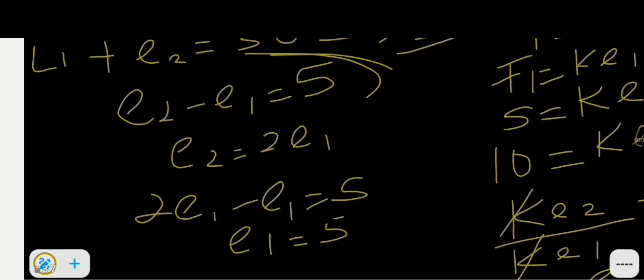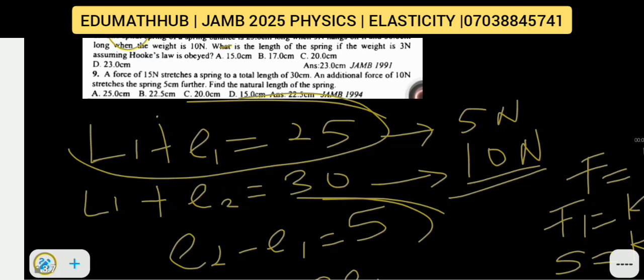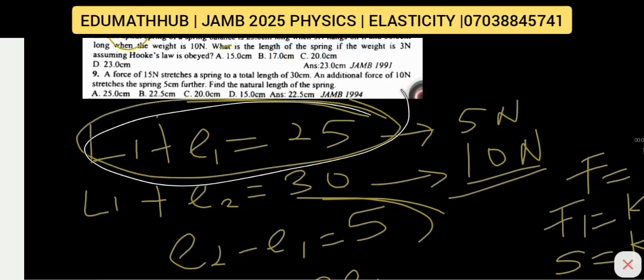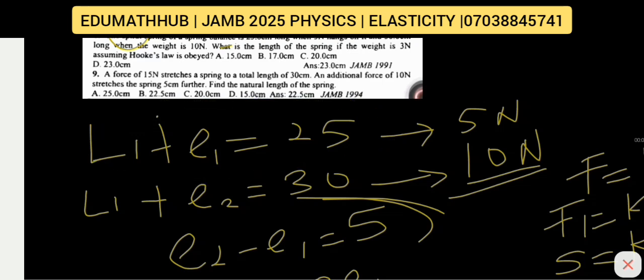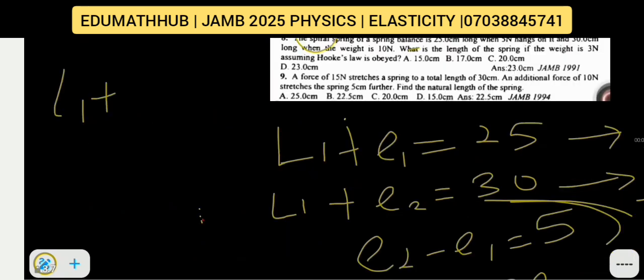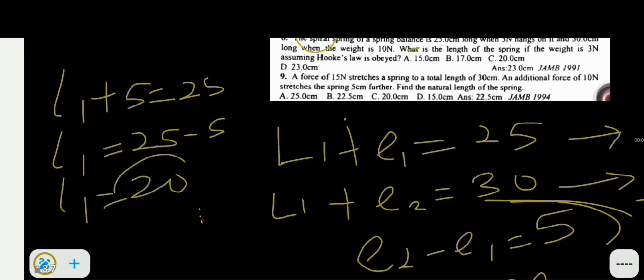So if the first extension is 5 cm, you can easily get the original length by substituting it into the original equation, which is this equation here. Substitute into this part. So E1 is 5. If E1 is 5, then what will be L1? So let's put 5 here. So you're going to get L1 plus 5 is equals to 25. So L1 is equals to 25 minus 5. Then you're going to get L1 is equals to 20. That means the original length of this string is 20 centimeter.